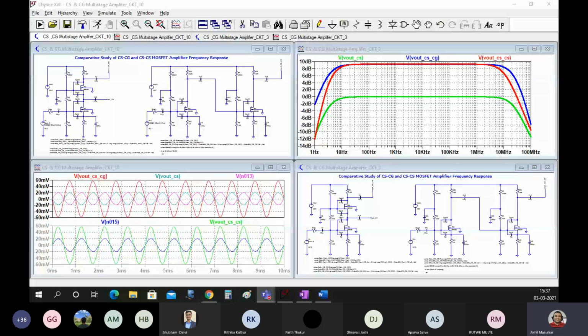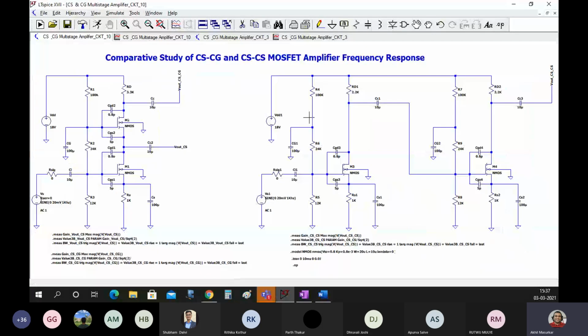Atul, are you getting it? Should I show you the circuit first? Okay, good. What is the problem you are facing, Atul? Yes, Shubham, this is correct. Very good.